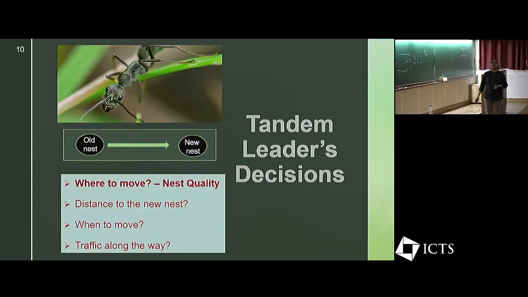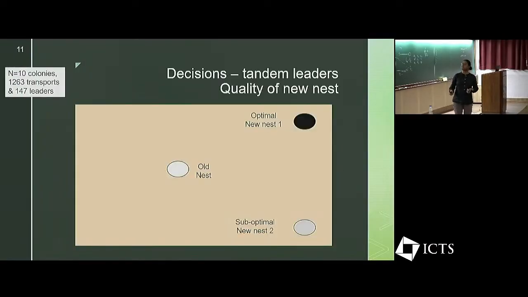So where to move? We start with the simplest of the paradigms, and we set up a sand arena. This is the old nest, equidistant to two options, an optimal new nest and a suboptimal new nest. All right, and simply ask, what do the colony members that are here do? How do they figure out where to go among these two options?